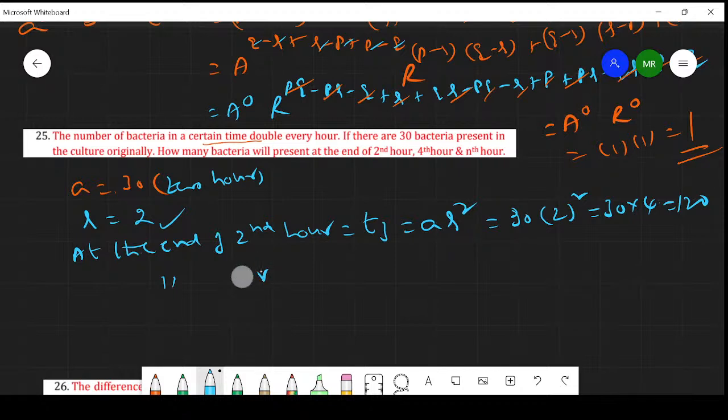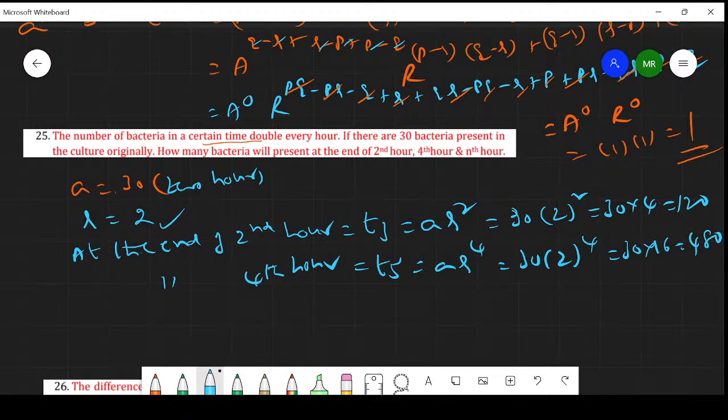Next, they are asking at the end of fourth hour. At the end of fourth hour means it will be T5, because after fourth hour it enters T5. In the GP, it will be AR power 5 minus 1, AR power 4. So 30 into 2 power 4, which is 16. You will get 30 into 16, which is 480.